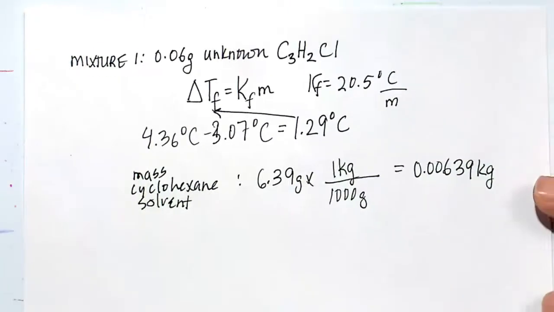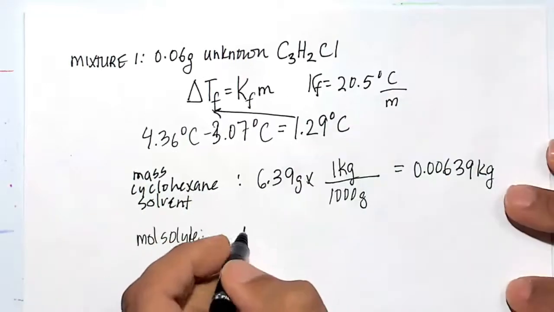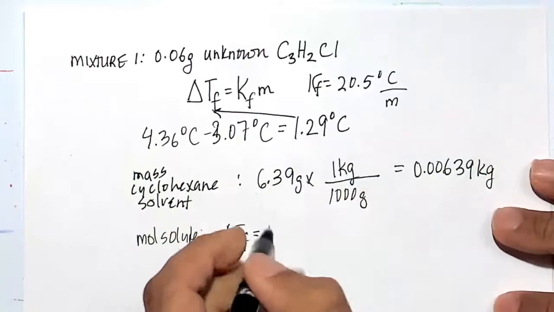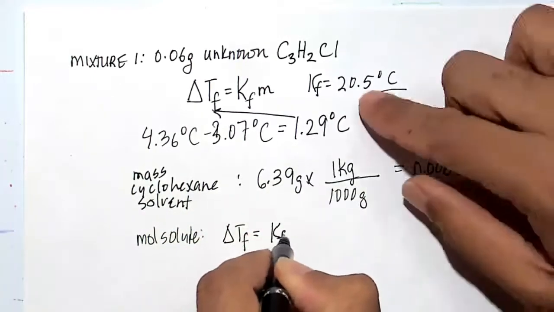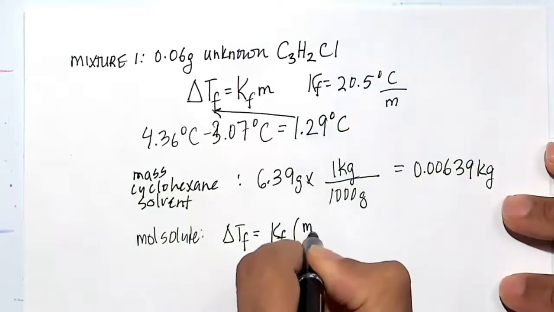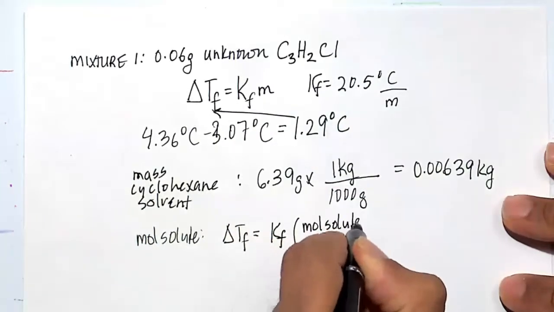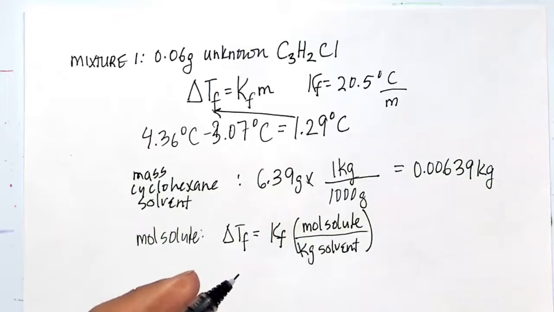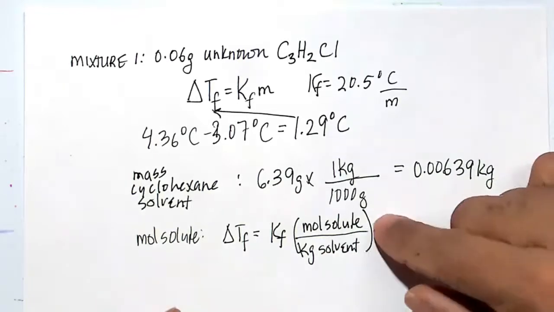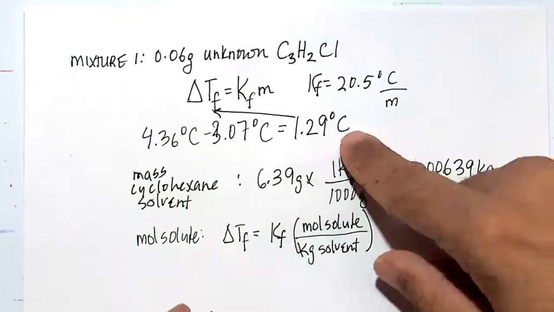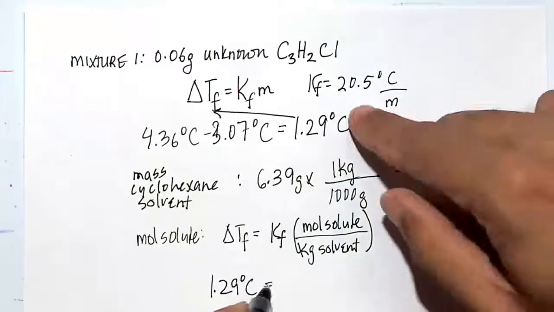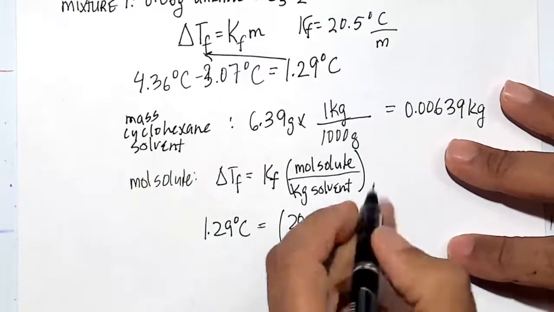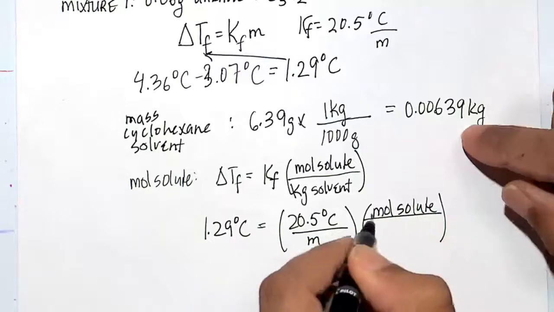Now we need to figure out the moles of the solute. So remember what lowercase m stands for. We have our change here, which is 1.29 degrees C. We have Kf, the constant we get. This lowercase m is moles of solute, which is what we want to solve for, over the kilograms of solvent. We already have that, which is what we weighed out, about 6.39 grams of it. So let's solve for moles of solute here. Delta T of F is 1.29 degrees C. Kf is 20.5 degrees C over m. The moles of solute is what we're trying to solve for, so I'll just leave that as is. Kilogram of solvent is this.